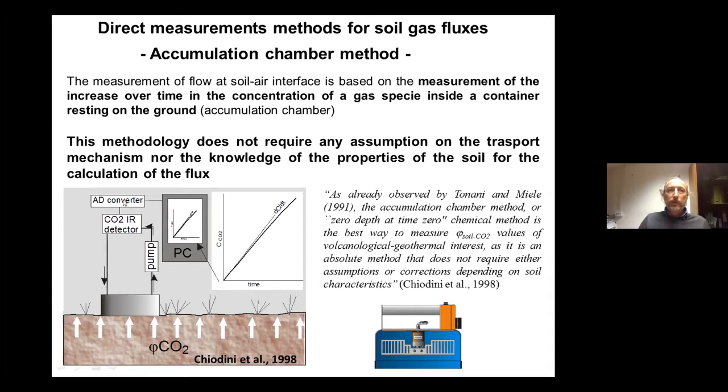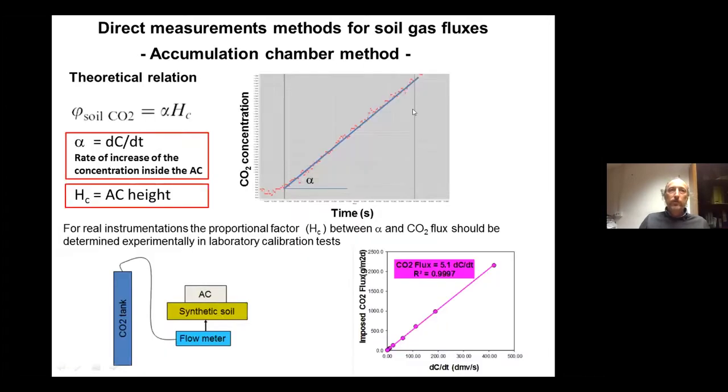So we can read the variation of the carbon dioxide concentration during the time, and the slope, so the rate of the increase of the concentration, is proportional to the flux. In this figure, you see an example of measurement. During the time, the concentration inside the chamber is increasing generally linearly, and the flux of gas from the soil is proportional to the rate of increase of the concentration multiplied by a geometric factor, that is the geometry of the accumulation chamber.